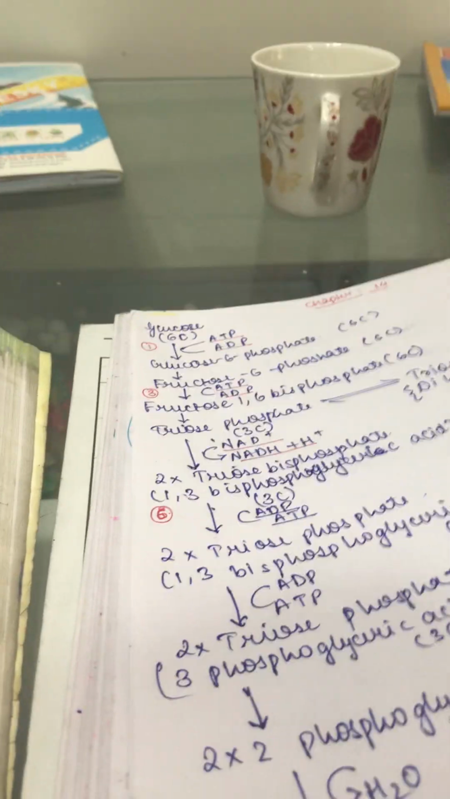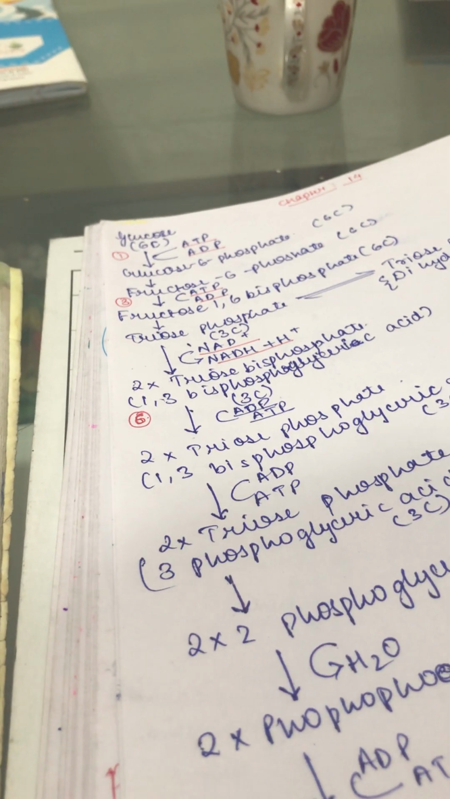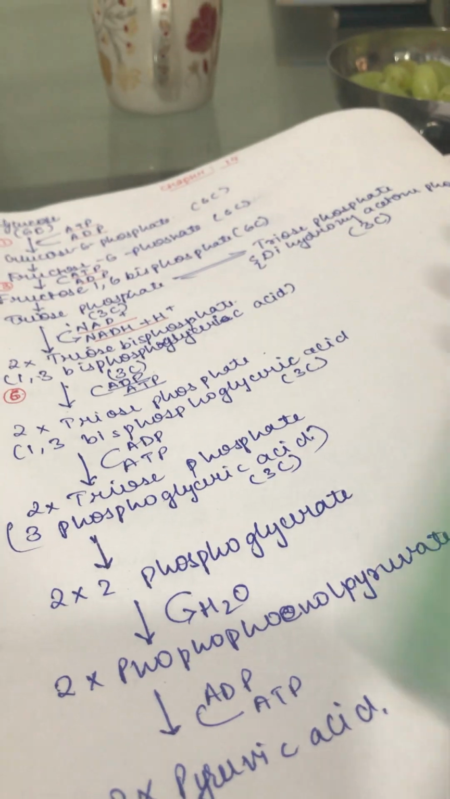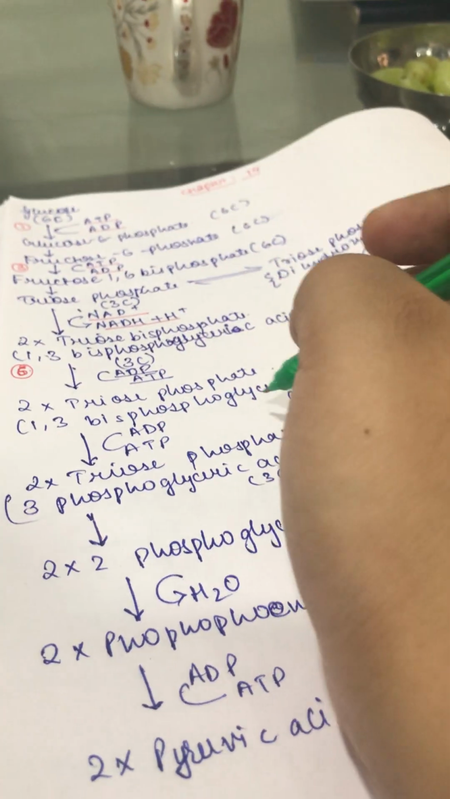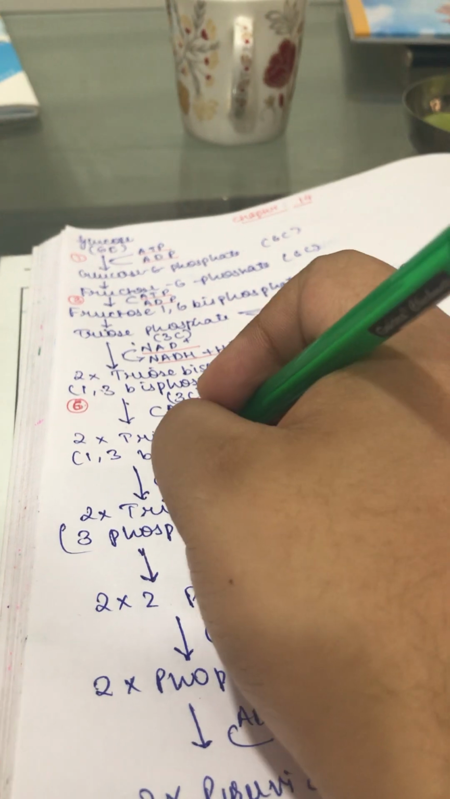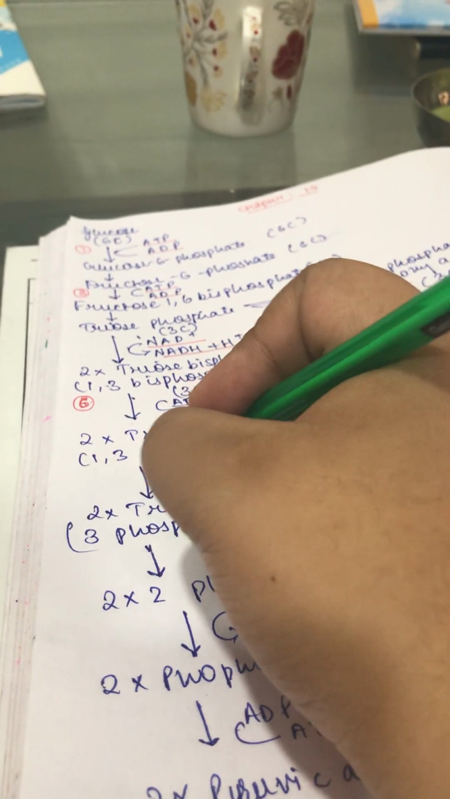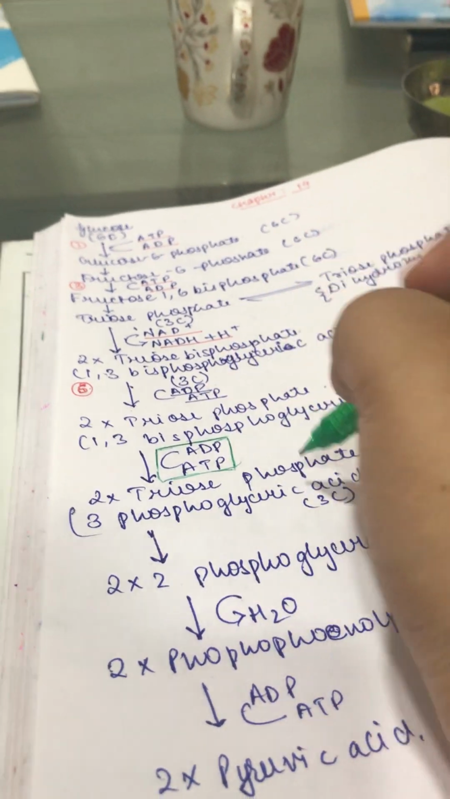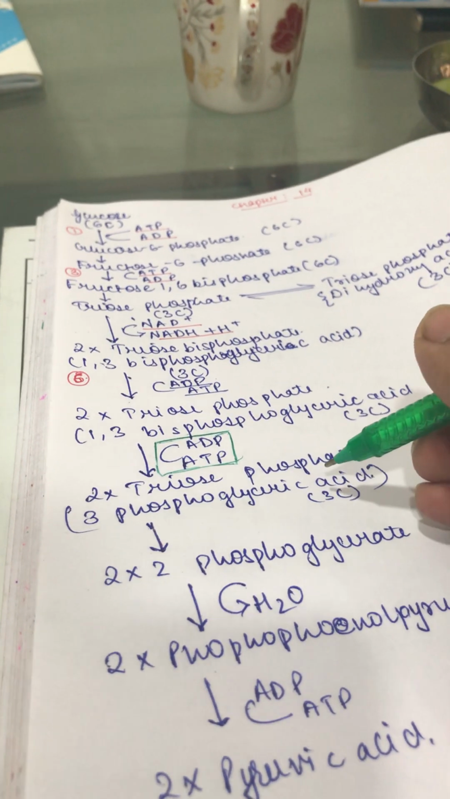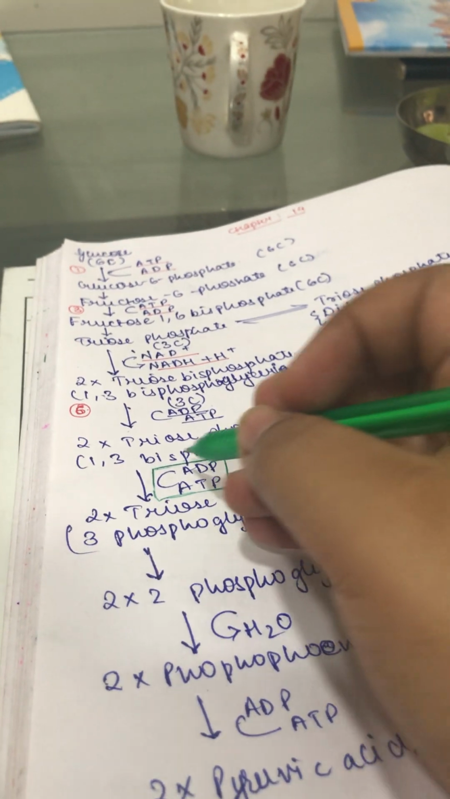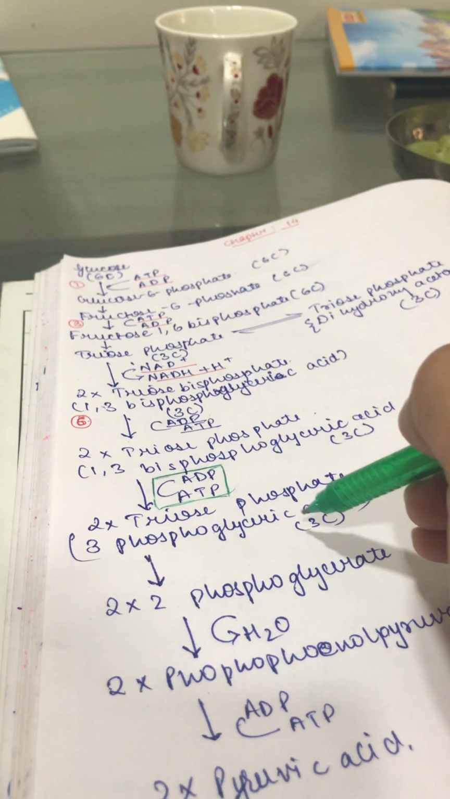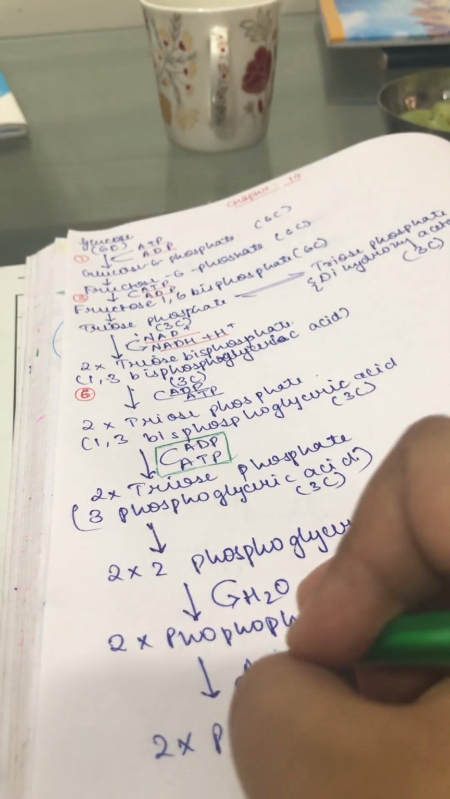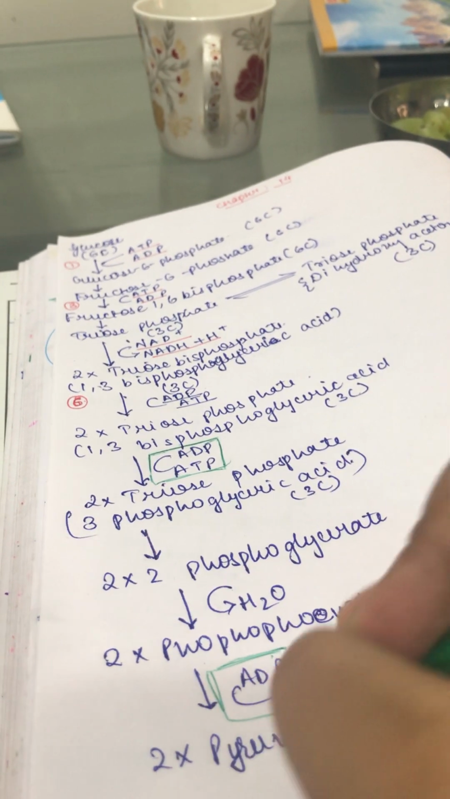Let's just mark this one so that we won't forget next time in the sixth step. Yeah. This is the place where we are converting triose phosphate to 2 triose phosphate. Okay. And here as well. Okay.